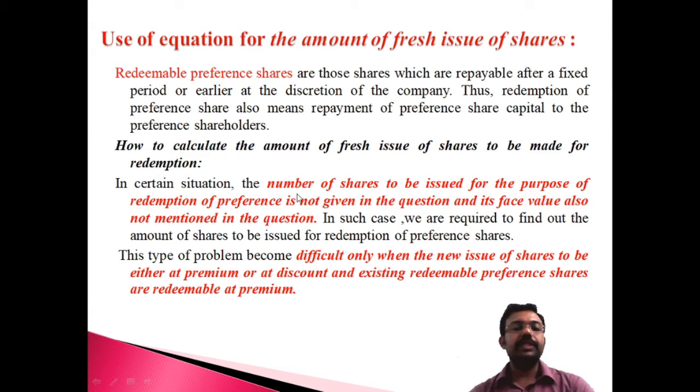In certain situations, the number of shares to be issued for the purpose of the redemption of the preference share is not given in the question, and its face value is also not mentioned in the question. Then how do we find out the amount required for the redemption of the preference share in the form of the fresh issue? Okay, this type of problem is difficult only when new issue of shares is to be made either at premium or discount.